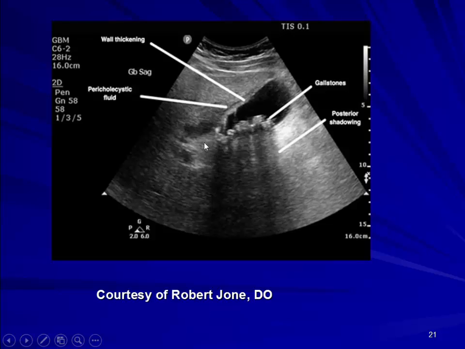Here is an image of the gallbladder. Again, you can see that the walls are thickened. There is even pericholecystic fluid around it. You can place the probe over the region of the gallbladder and compress it to see whether there is any sign of pain. It is called the sonographic Murphy sign.